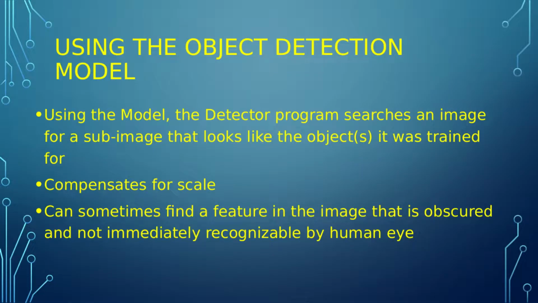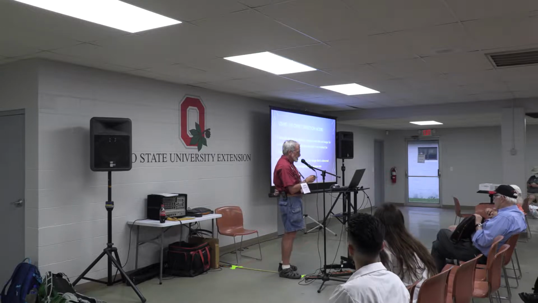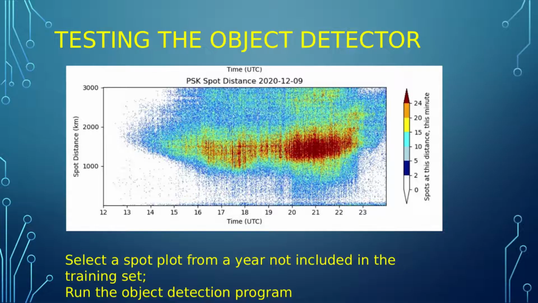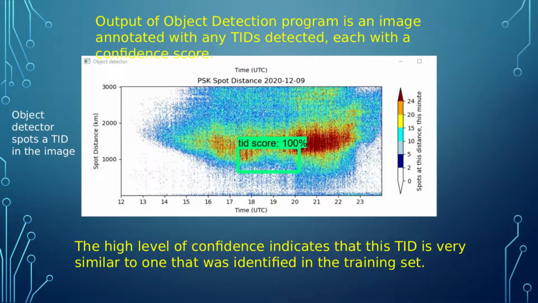So the way it works is, the detector program searches an image for a sub-image that looks like the object it was trained to look for. So we trained it to look for these sinusoidal patterns. It's going to try and find them in new images. Here's an example of something that it hadn't seen before. It's in the year 2020. The training was done 2015 through 2019. So it's going to look at this and see if it finds any sinusoidal patterns in there.